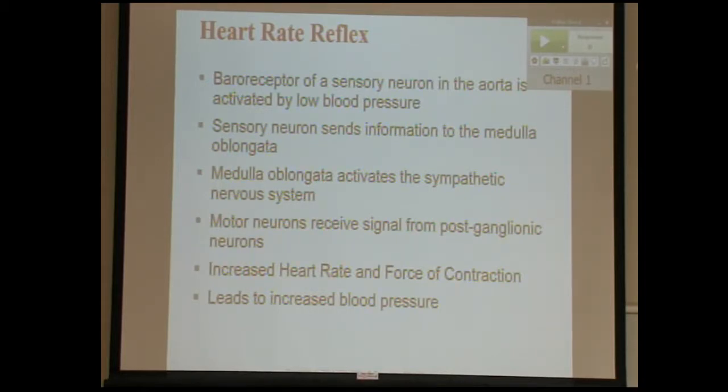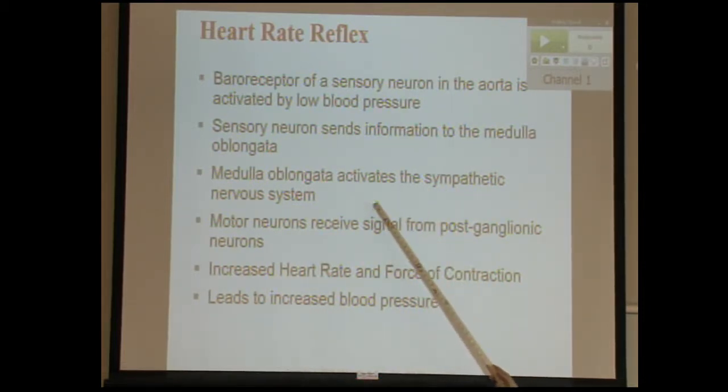So we'll use the example of a heart rate reflex. You have a sensory neuron that senses low blood pressure. That's kind of the first step. It's a neuron, so it sends its information to the medulla oblongata in the brain to tell it, hey, our heart rate's low. Maybe you should do something about it. And the medulla activates the sympathetic nervous system. Because you remember, what does that do to your heart rate? Increase or decrease? It's going to increase it.